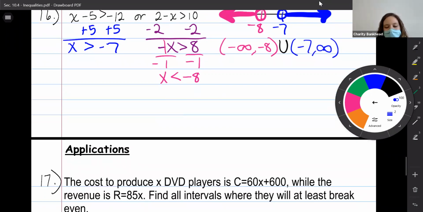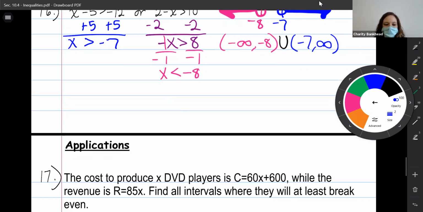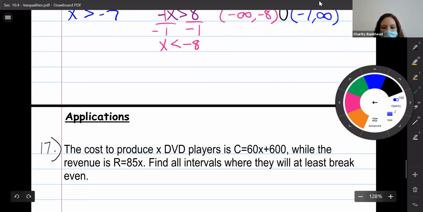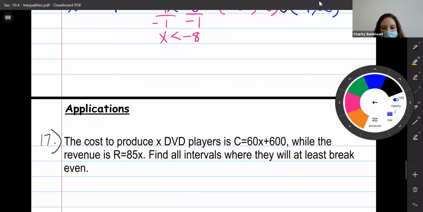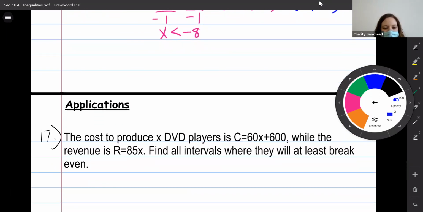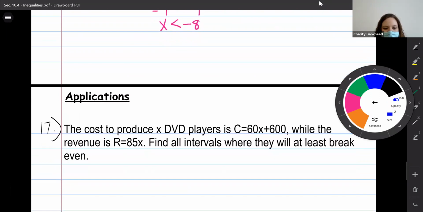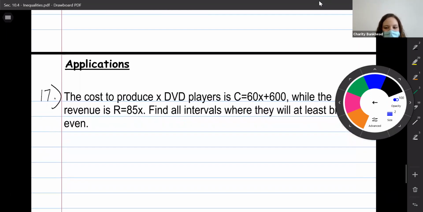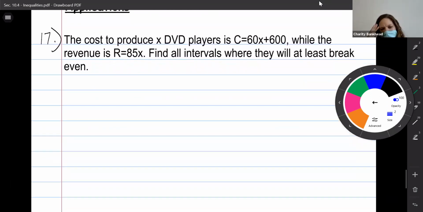All right, here's some applications for inequalities. So number 17 says the cost to produce X DVD players is C equals 60X plus 600, while the revenue is R equals 85X. Find all intervals where they will at least break even. All right, so if they at least break even, that means the profit is greater than or equal to 0.